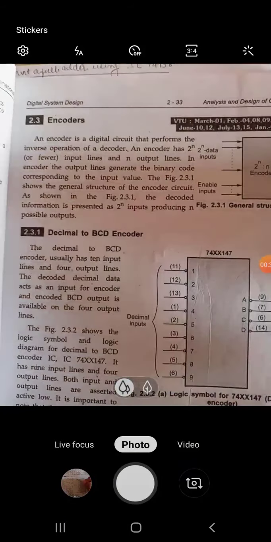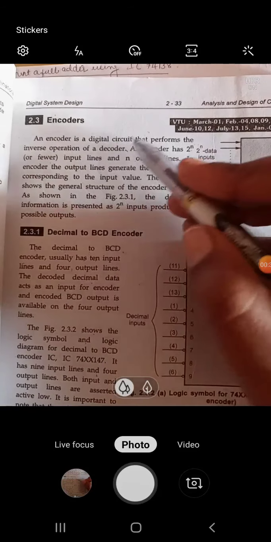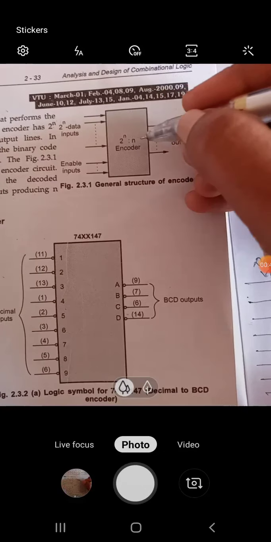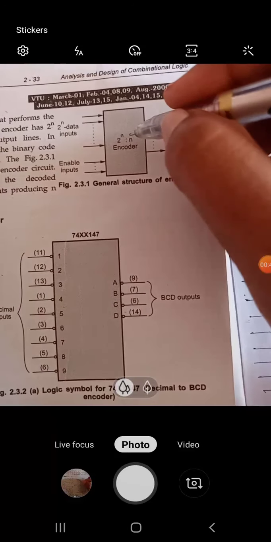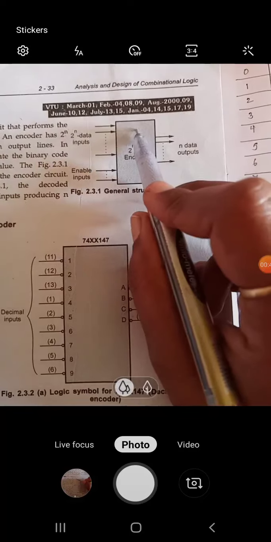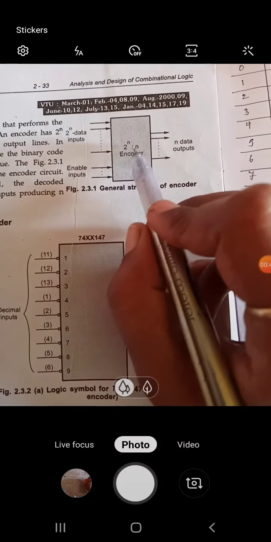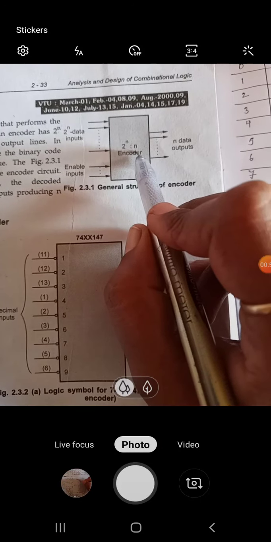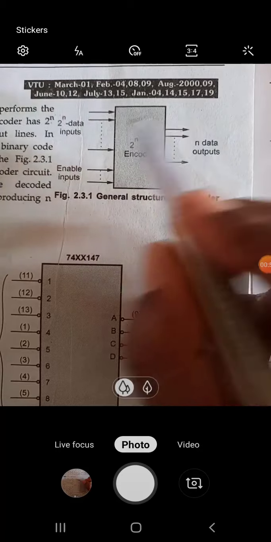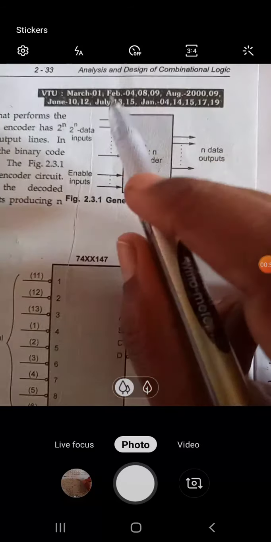As I said previously, an encoder is basically an inverse operation of a decoder. For a decoder we had n to 2 raised to n. This was the configuration, but for an encoder this is the configuration: 2 raised to n inputs. Out of 2 raised to n inputs, how many outputs do I get? I get only n outputs. So this is the general structure of an encoder. You can see n outputs and 2 raised to n inputs.